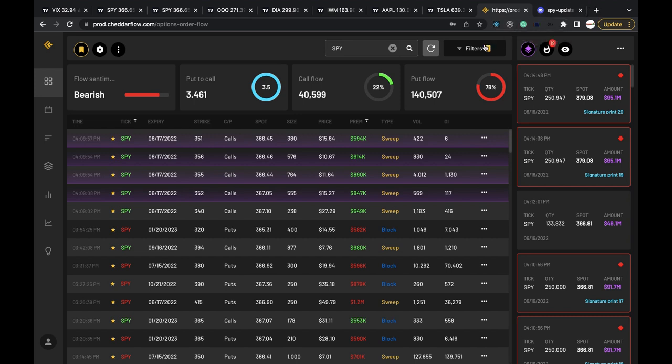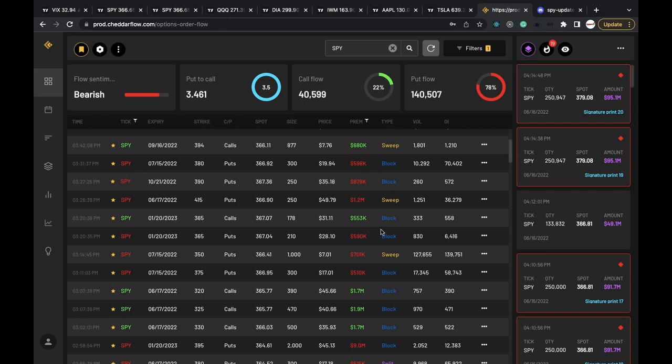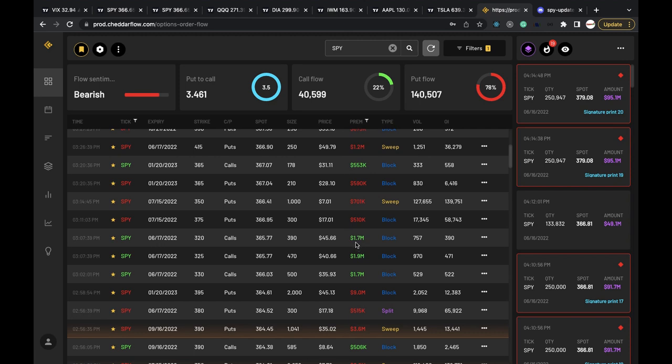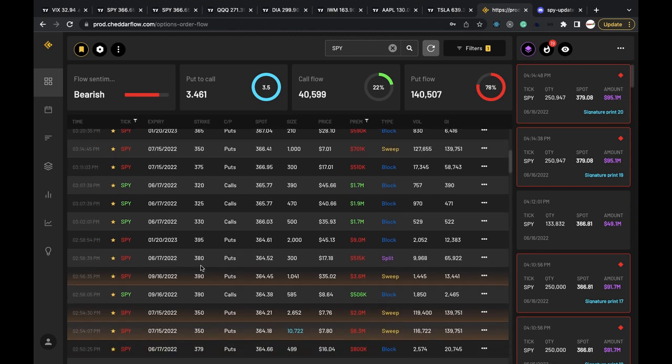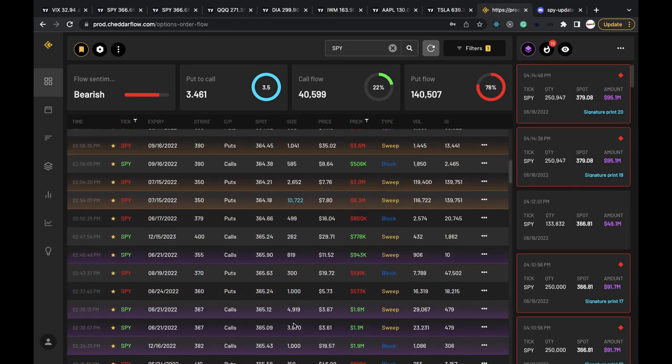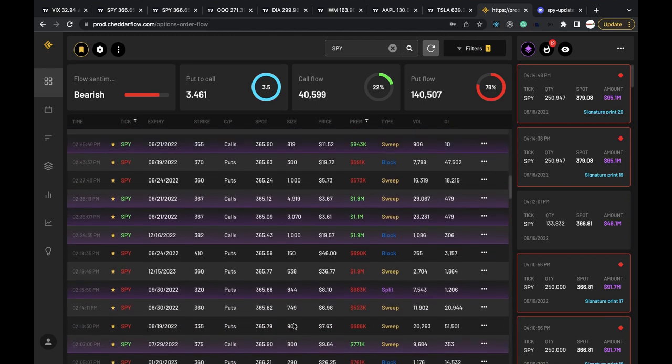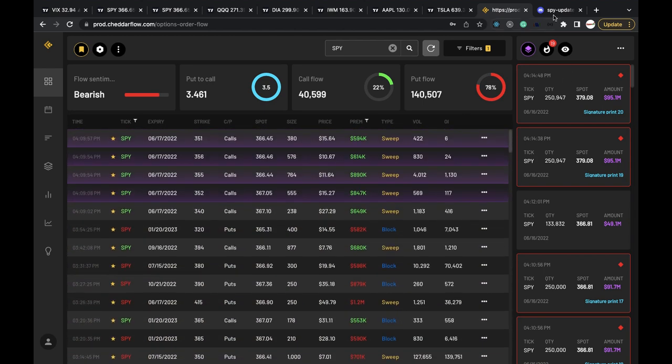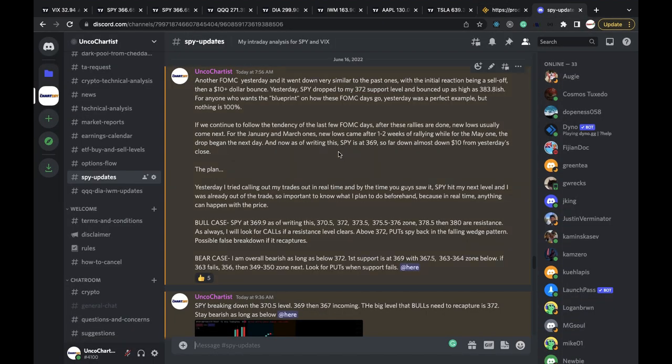Here is the flow sentiment. I have it filtered for 500k premiums or above, and once again, overall bearish, 78% in the puts, 22% in the calls. Still seeing millions of dollars worth going into puts. There was some right here, like millions of dollars worth of calls as well, but they are very in the money, so I don't really see that as that bullish. Definitely still seeing millions and millions of dollars worth of puts though. Some a few months out, some pretty aggressive, like a week out. So that's what big money is overall feeling.